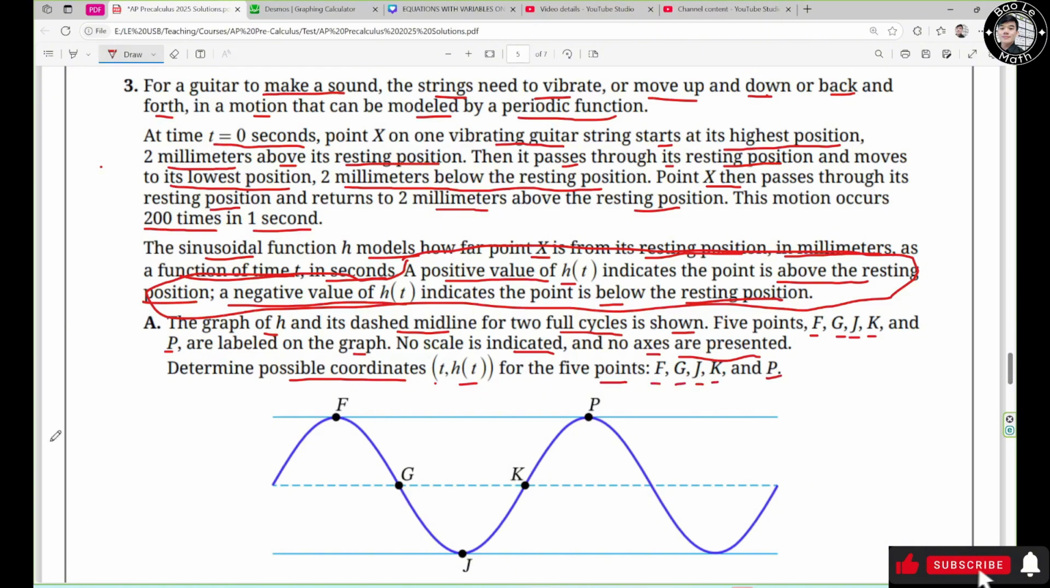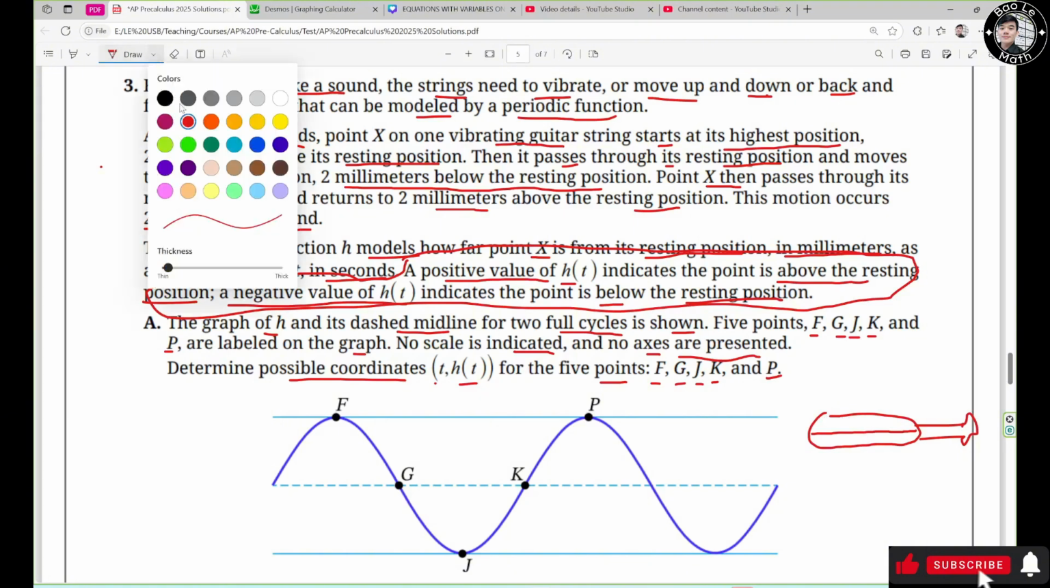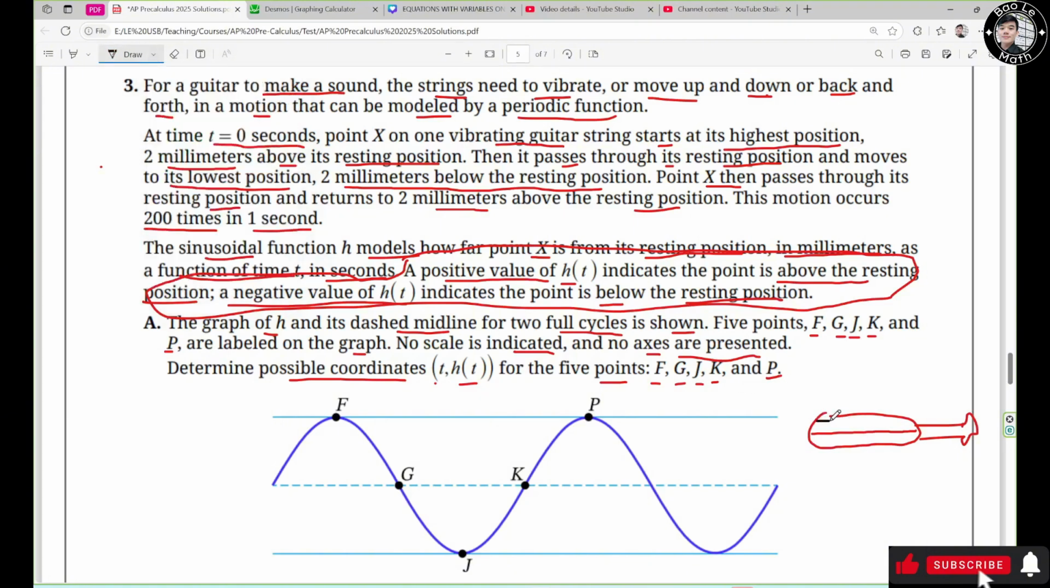Alright, so we look at this one right here. Go ahead, sketch the guitar. So suppose I have the guitar like this. This one is the resting position. Now when it goes up here, it's going to be 2 millimeters. When it goes down here, it's going to be negative 2 millimeters.